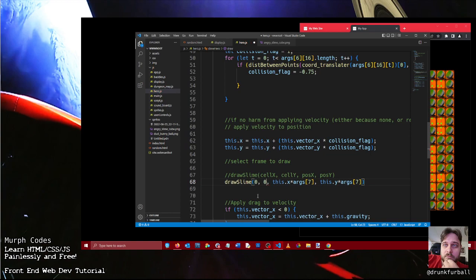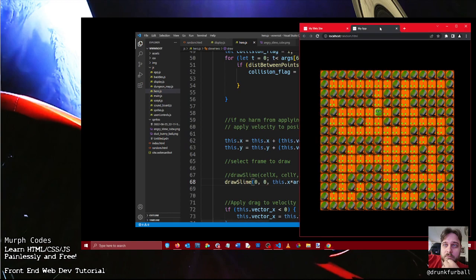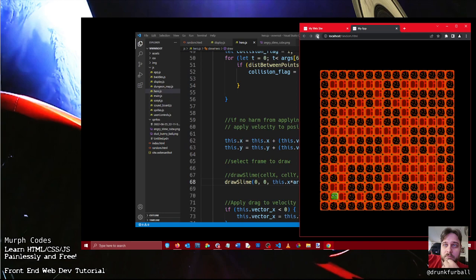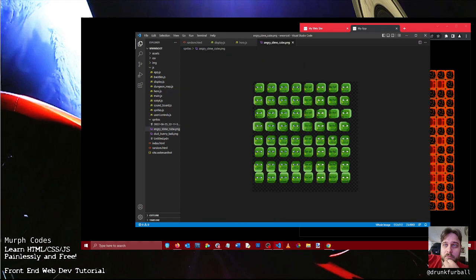Even demonstrate that here. Ta-da! He's looking the other way. Now, as you recall, we have several different frames here. I didn't put them in any real order, so much as just what's going to be easiest to draw.